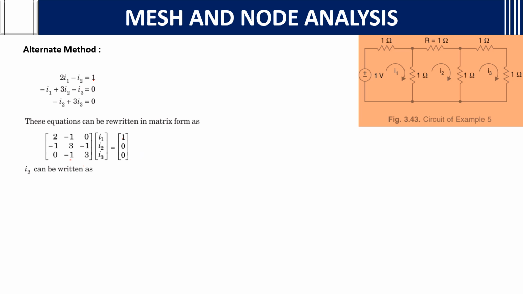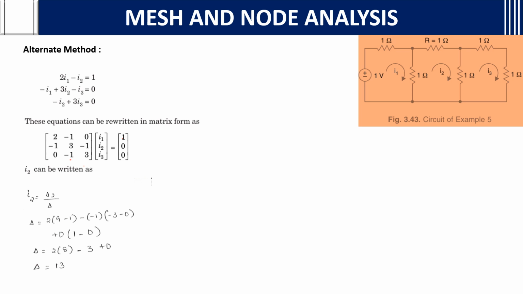After writing this, we need to apply Cramer's rule. We want to find mesh current I2, because they are asking for the power dissipated in R equals 1. The same Cramer's rule can be used to find I1, I2, I3, but I am showing it only for one current, that is I2. How to do it? I2 is equal to delta 2 by delta.